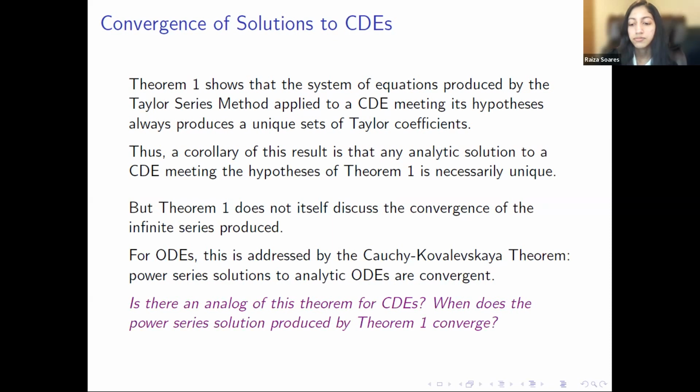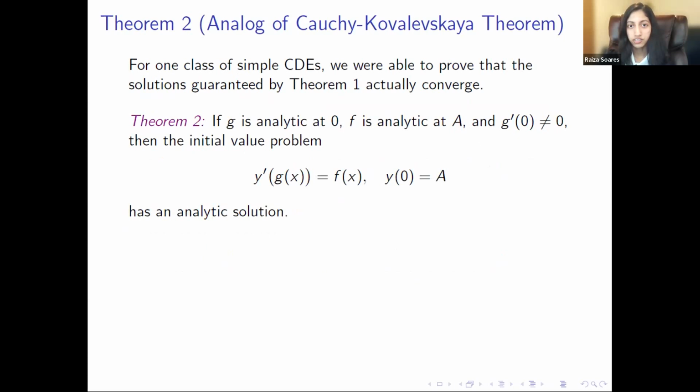So for one class of general CDEs, we were able to prove that the solutions guaranteed by theorem 1 actually converge. And this is our very simple CDE where we just have y prime of g of x equals f of x.